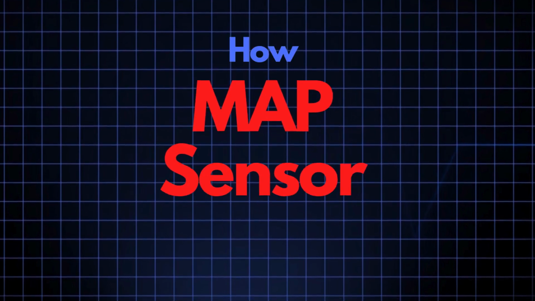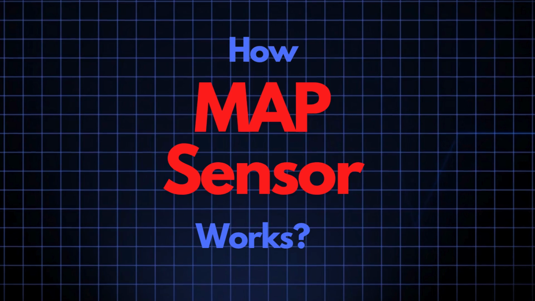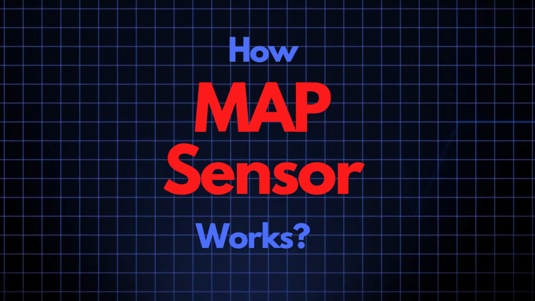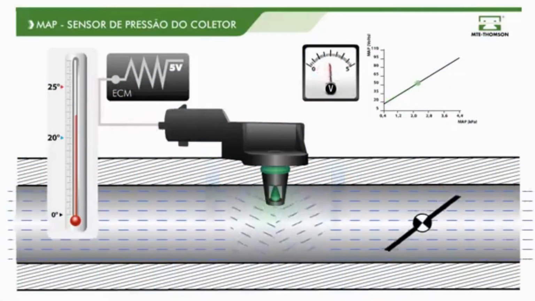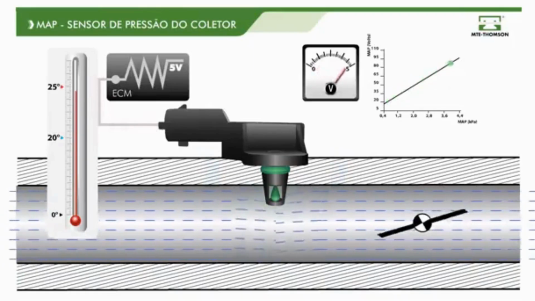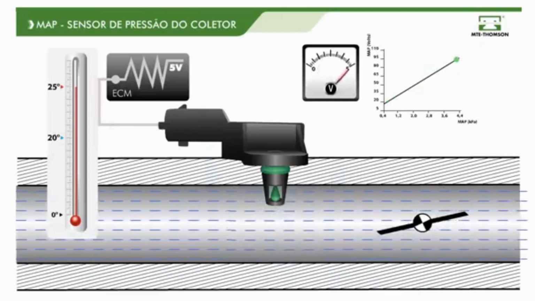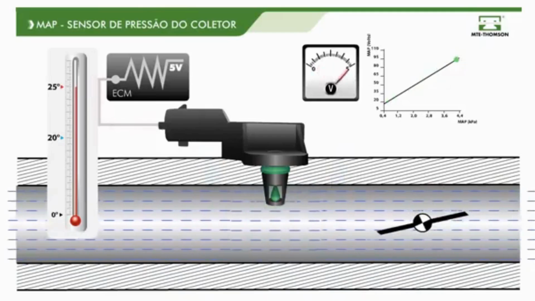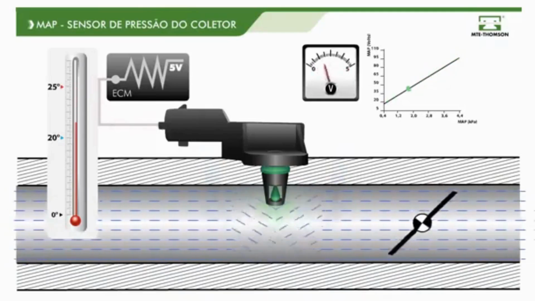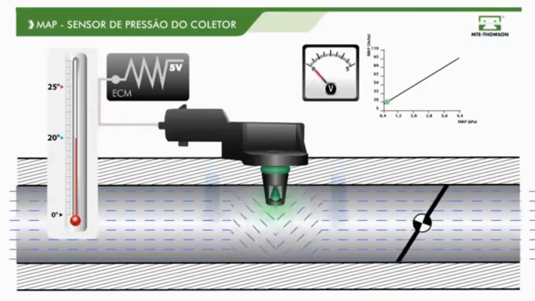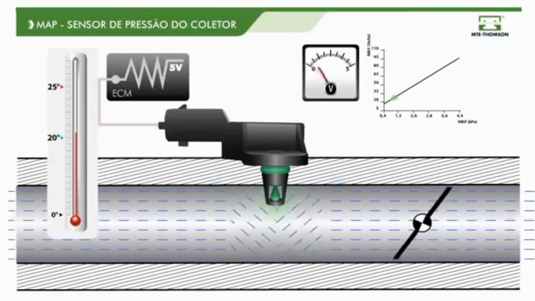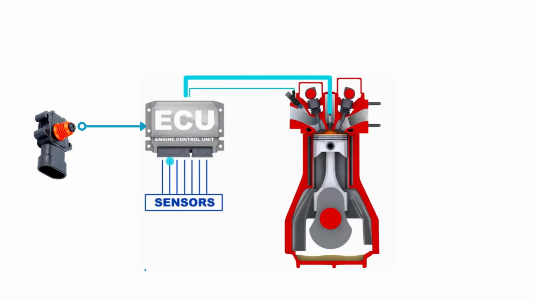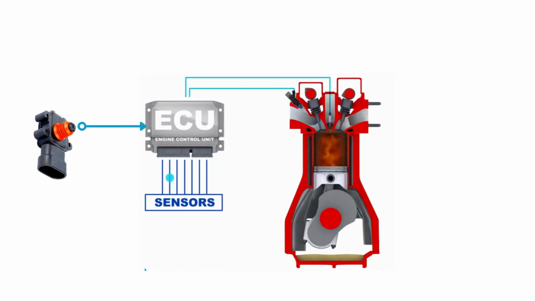Now let's talk about what the MAP sensor actually does. The Manifold Absolute Pressure, or MAP sensor, is responsible for measuring the air pressure inside the intake manifold. From this pressure reading, the ECU can determine how much air is entering the engine and how dense that air is. This information is incredibly important because the engine control module, or ECU, relies on it to calculate the correct air-fuel ratio for efficient combustion.